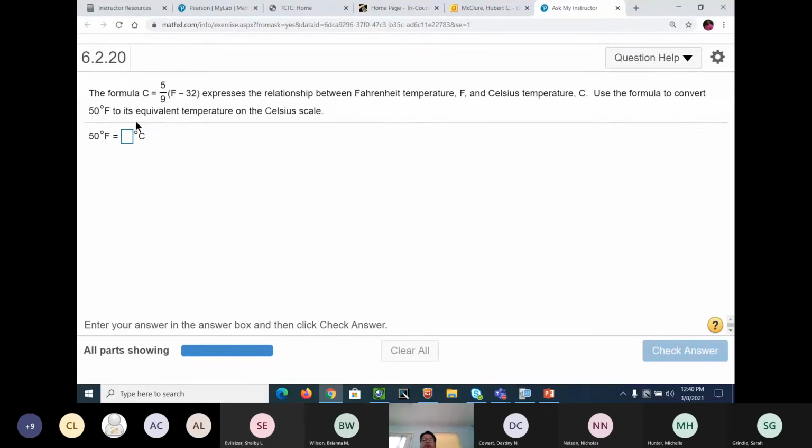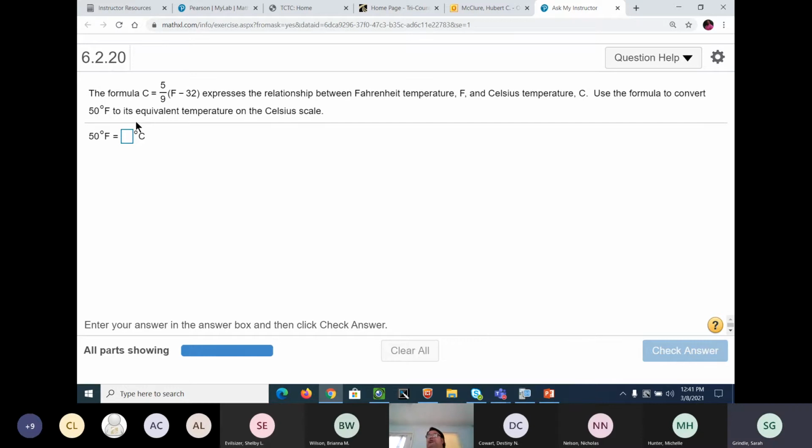So I'm going to go ahead and write it down while you write it down. I'm not going to write all the words. C is equal to 5/9 times F minus 32. And that is the conversion from Fahrenheit to Celsius. It expresses the relationship between Fahrenheit and Celsius. Use the formula to convert 50 degrees Fahrenheit into Celsius.